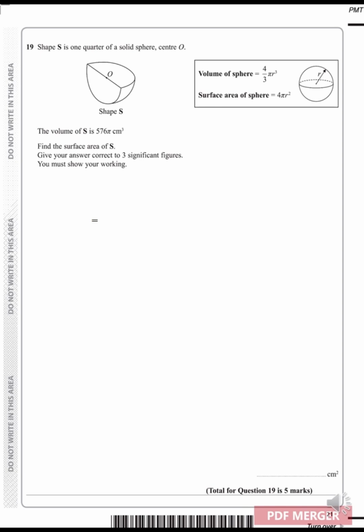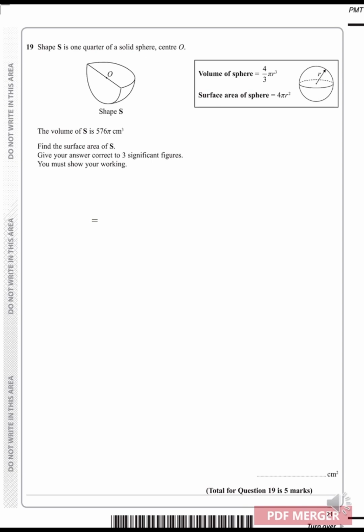5 marks. For this question, lots of students, when they see a 5-mark question, skip it immediately. That's a big mistake. Solving this question fully correctly will help you gain 5 marks, which will make a huge difference for your exam. Now, why are the two formulas given to us in a box? They are given for a reason.